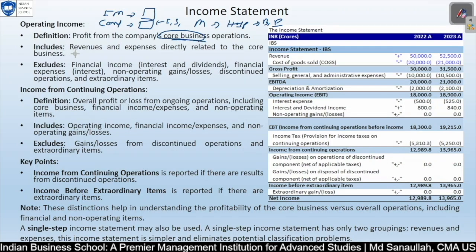It includes revenue and expenses directly related to the core business. This revenue is normally from the core business. If you have any other income, that kind of income goes here.